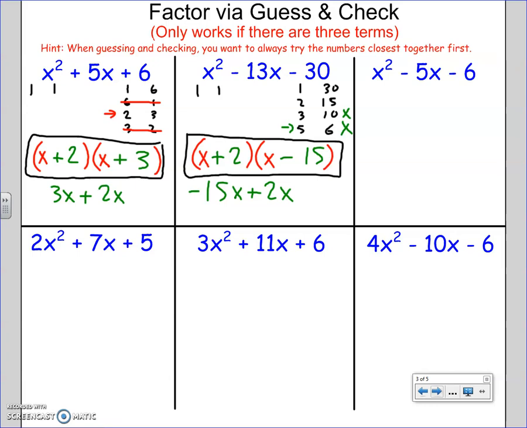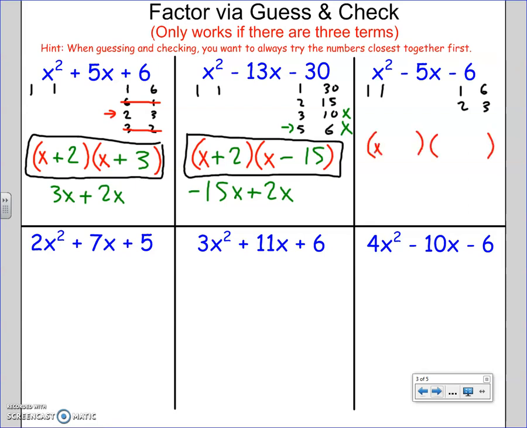Alright, this next one looks very similar to the first one. So we know to get x squared, it's just 1x, 1x, 1 and 1. To get 6, you have 1, 6, you have 2, 3. And we don't have to write it backwards because it's 1 and 1, it's symmetric. So I make the 2 parentheses.